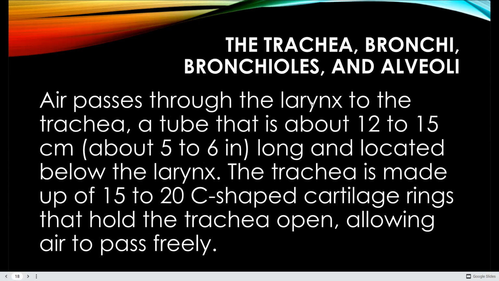Let's move now to trachea, bronchi, bronchioles, and alveoli. We already have done larynx, pharynx, mouth, nose. What are those? Air passes through the larynx to the trachea, a tube that is about 12 to 15 centimeters or 5 to 6 inches long and located below the larynx. The trachea is made up of 15 to 20 C-shaped cartilage rings. These cartilage rings hold the trachea open, allowing air to pass freely.